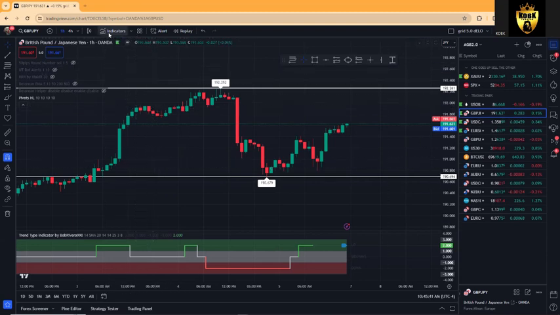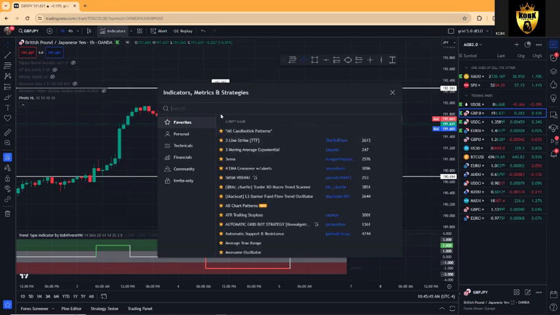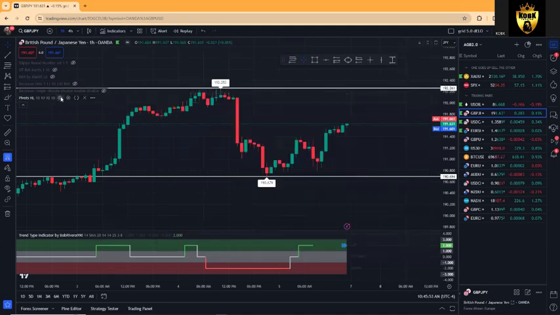So first thing you want to do is go to indicators. And all I did was type in pivots. And here's one right here, pivot points high and low. I added that to the chart and it's right here. What this does is point out the very high and the very low for the chart. As you see here, we have high and we have low.